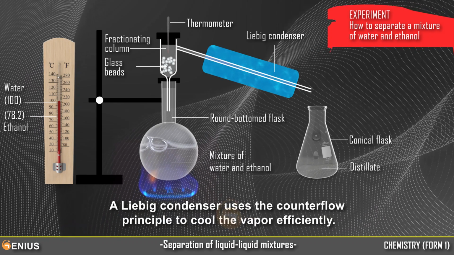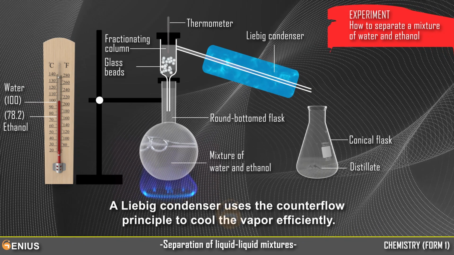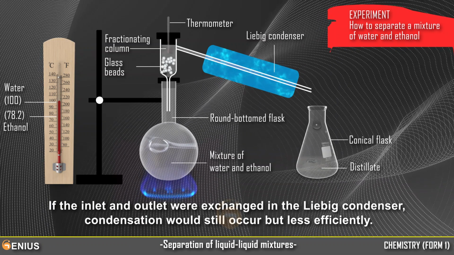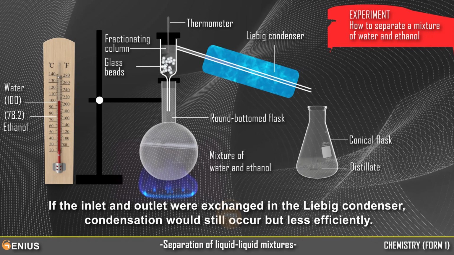A Liebig condenser uses the counterflow principle to cool the vapor efficiently. If the inlet and outlet were exchanged in the Liebig condenser, condensation would still occur but less efficiently.